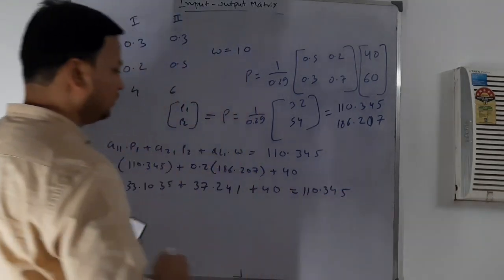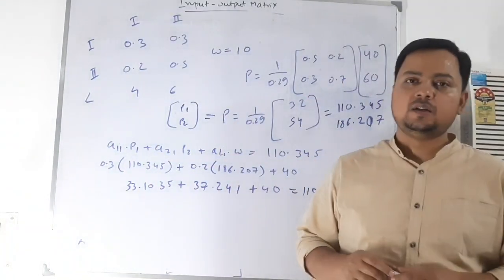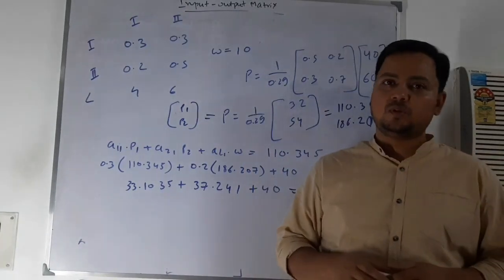So this is the way you will take out equilibrium price in the Leontief input output matrix. I hope this video will help you people. Okay, thank you everyone.